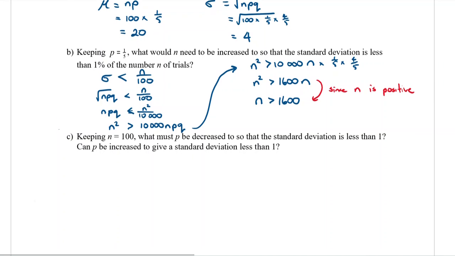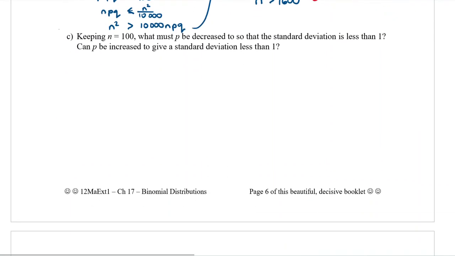Okay, let's try another one. C is a similar kind of thing. Keeping that n is equal to 100, p must be decreased so that the standard deviation is less than 1. Okay, that's an actually easier starting line. My standard deviation is less than 1. It wasn't 1% of my number of trials. That was a bit wordier last time. It's just my standard deviation is less than 1. That's a much nicer line.